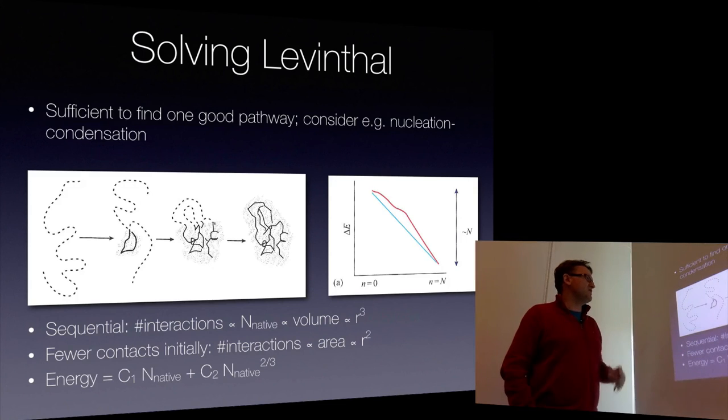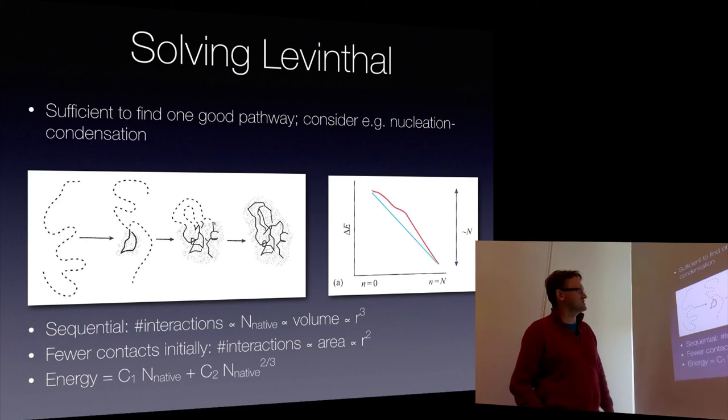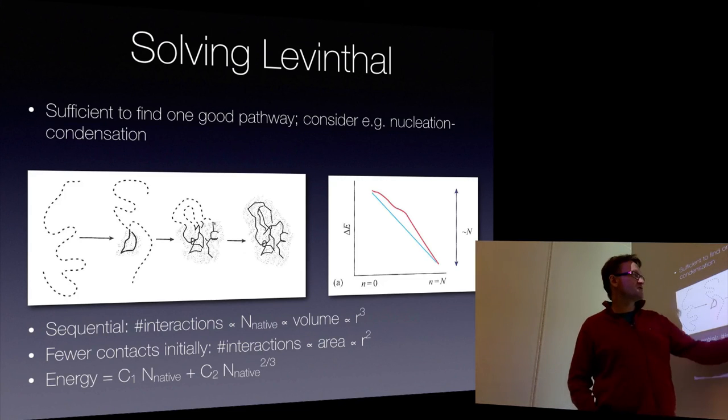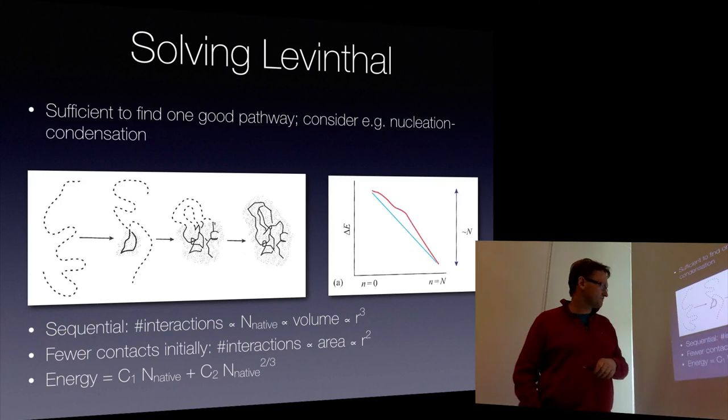But when we form the very first contacts, we don't really have any volume yet, and so if I add something on the surface here, well, it's only the part here that's going to be proportional to the area that's going to be good. Every residue will also have something that faces the outside. So initially, the number of interactions only goes up as roughly the area, which corresponds to the size r squared here. So this is hand waving, mind you.